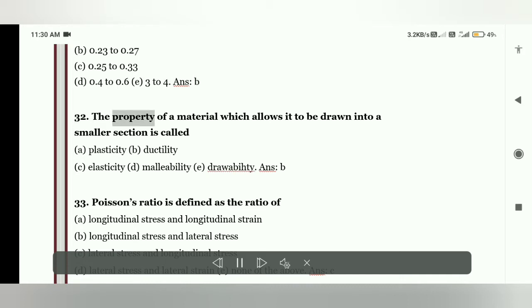32. The property of a material, which allows it to be drawn into a smaller section, is called A. Plasticity, B. Ductility, C. Elasticity, D. Malleability, E. Drawability. Answer B. 33. Poisson's ratio is defined as the ratio of A. longitudinal stress and longitudinal strain, B. longitudinal stress and lateral stress, C. lateral stress and longitudinal stress, D. lateral stress and lateral strain, E. none of the above. Answer C.